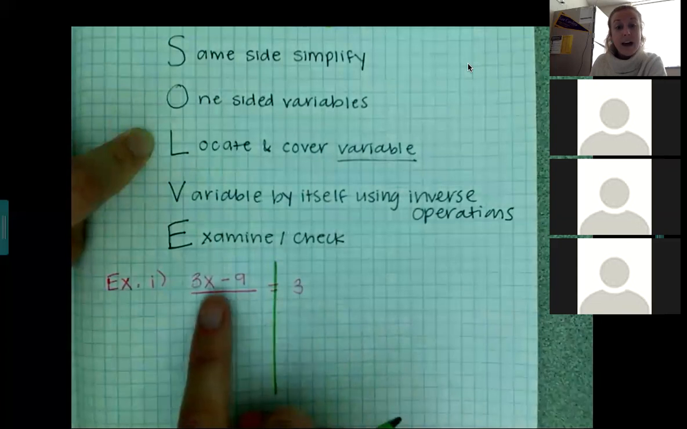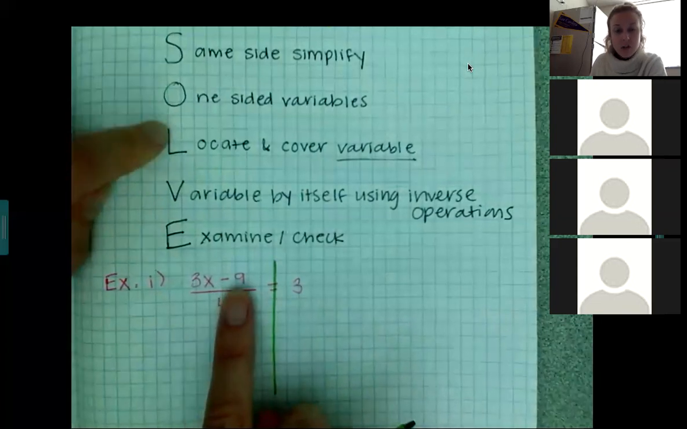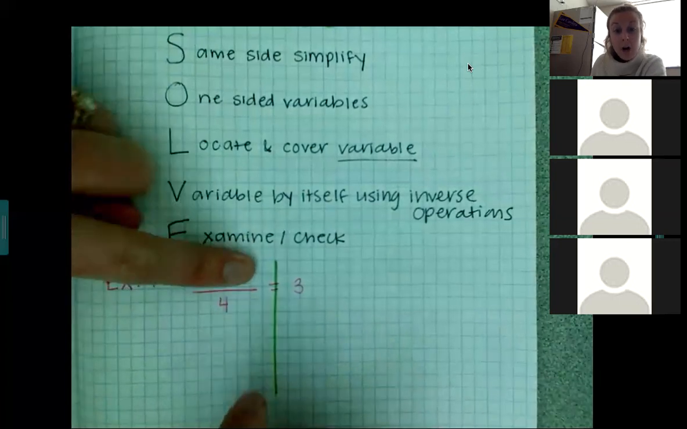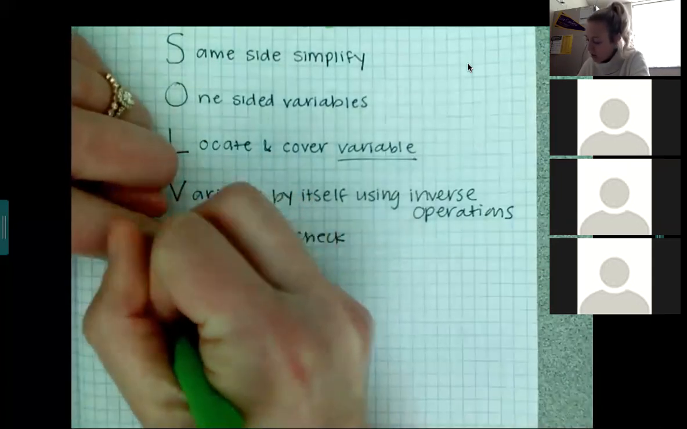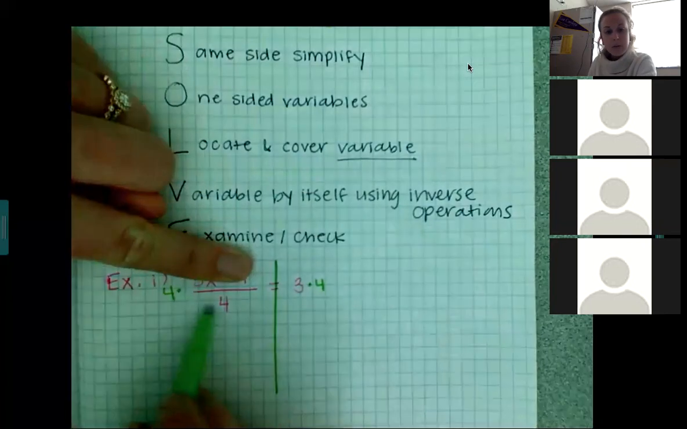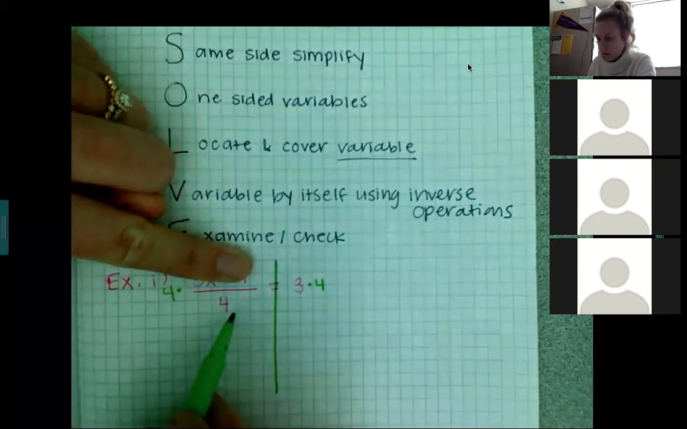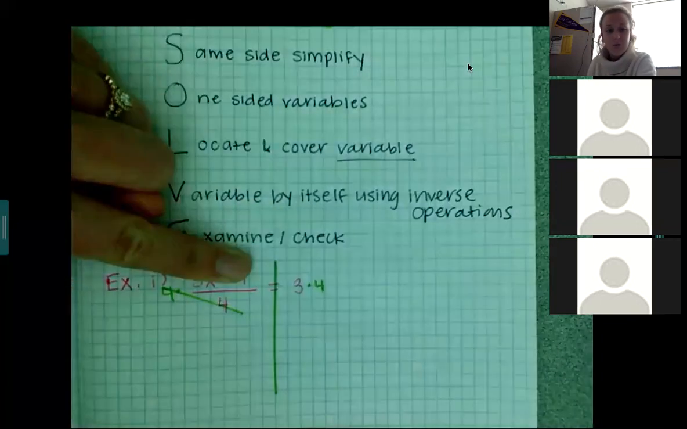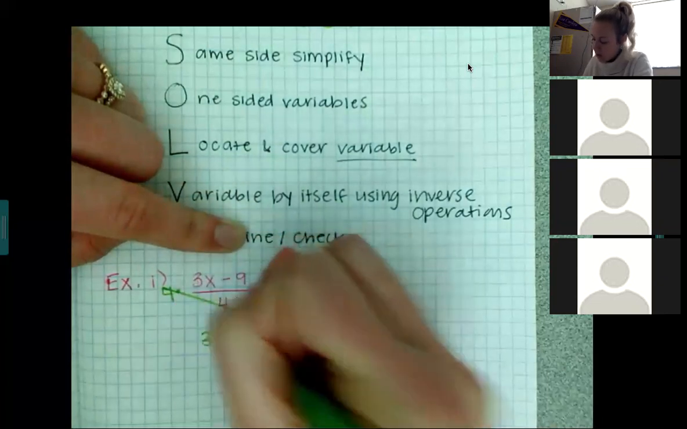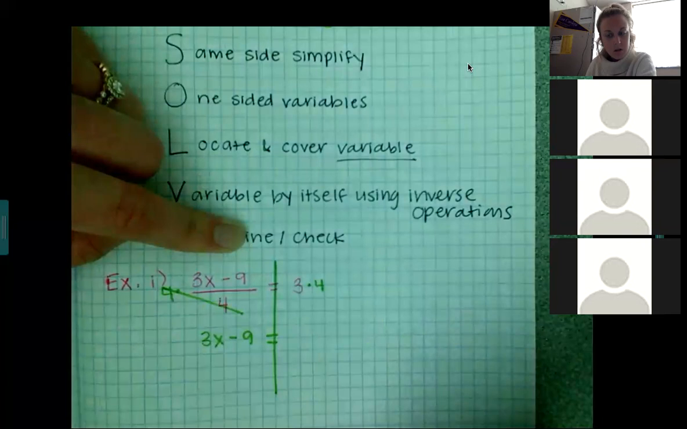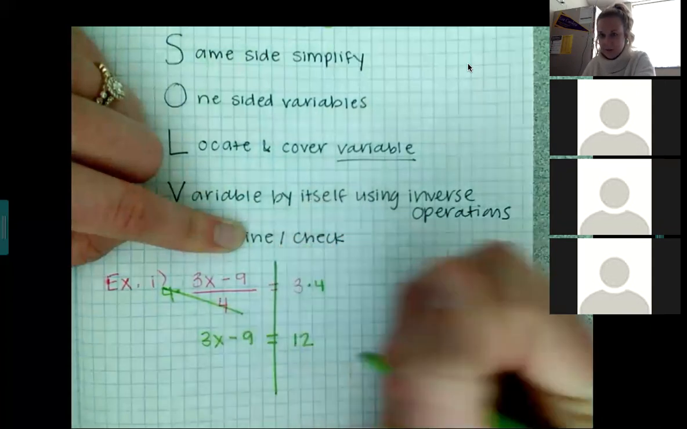So what David said was the x is in the top. Do y'all remember doing one like this yesterday? Yes. So I'm going to cover everything in the top. And what's left that I need to move says divided by 4. So how am I going to move that? Times 4. Good job. So times 4 on both sides. And what happens with these two? They cancel out. So does everybody agree I'm left with 3x minus 9? And what's it going to equal? 12.